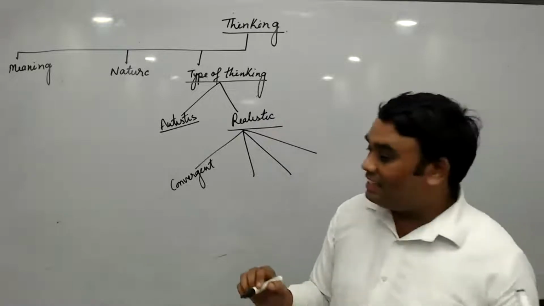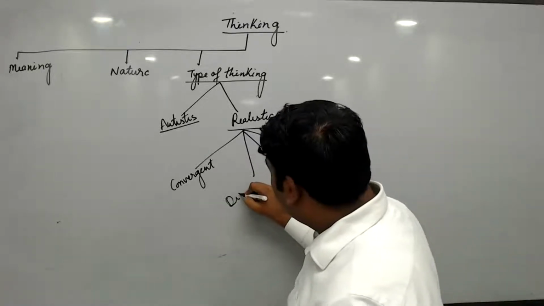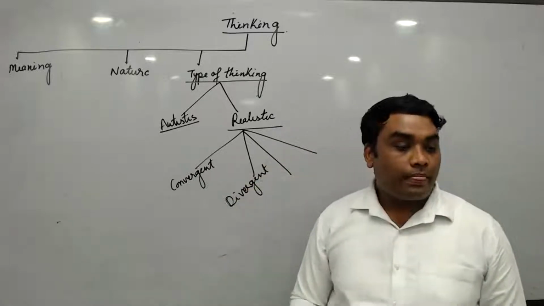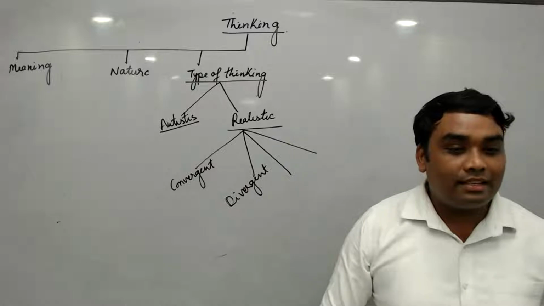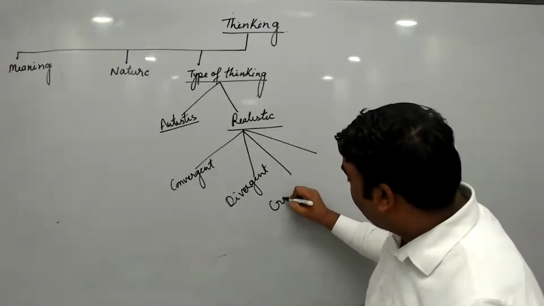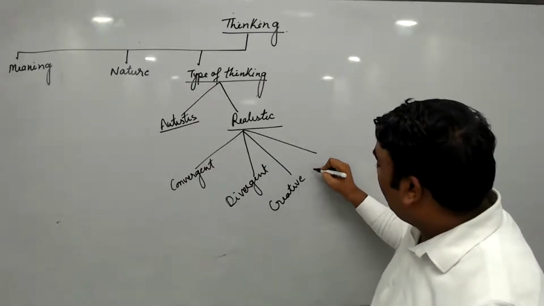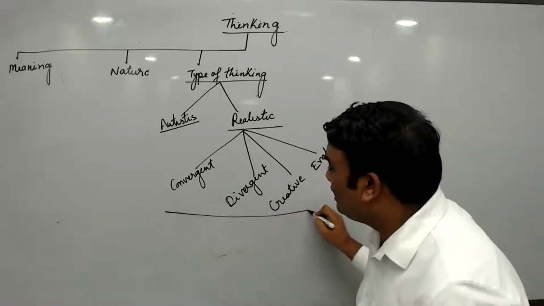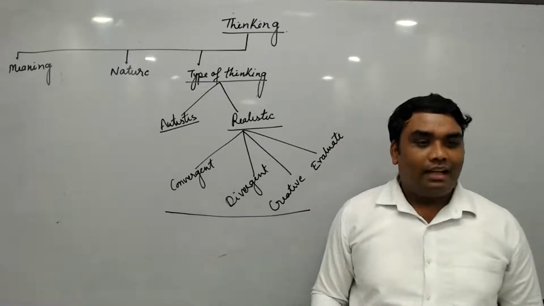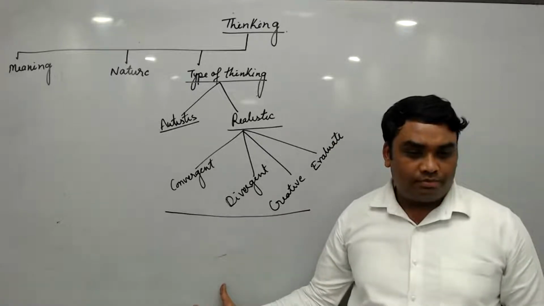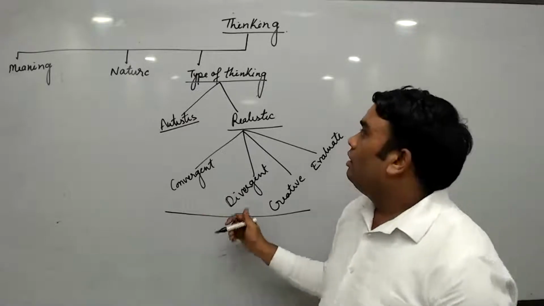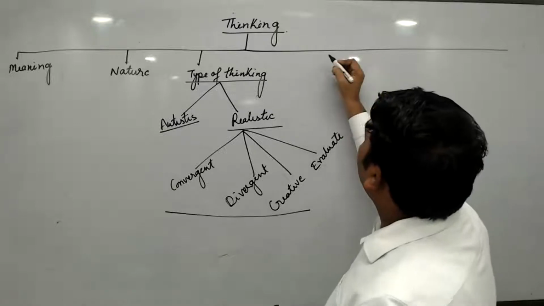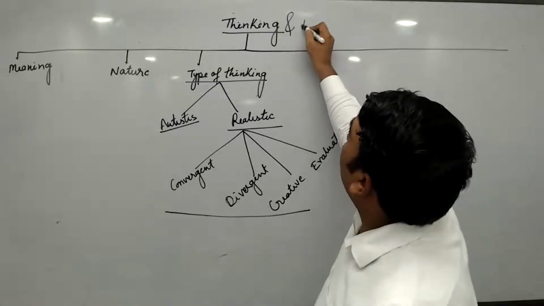The next thing is convergent thinking, and that is divergent thinking. Convergent thinking as well as divergent. Other is creative thinking, other is evaluative thinking. Even some other classification is also possible, right? So the next is, in that you can add one more topic, problem solving.